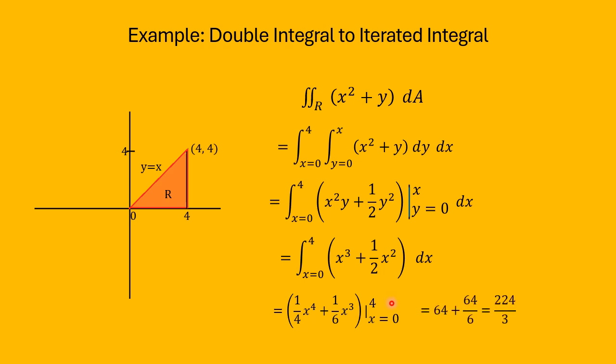And what we get, you can check this in your spare time if you want, is 64 plus 64/6, and that simplifies to 224 over 3.